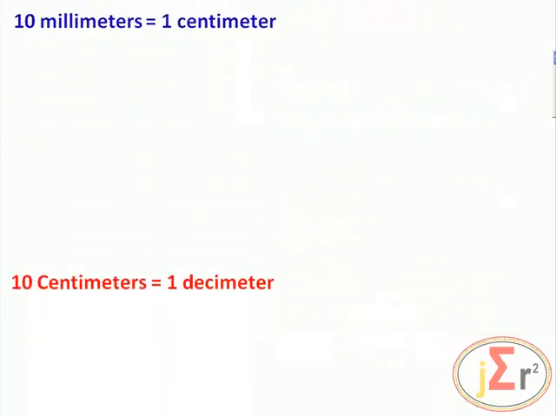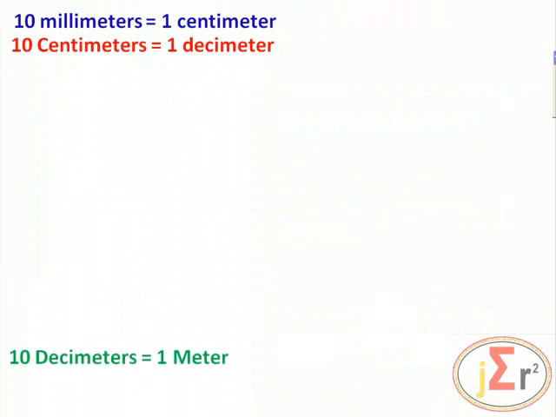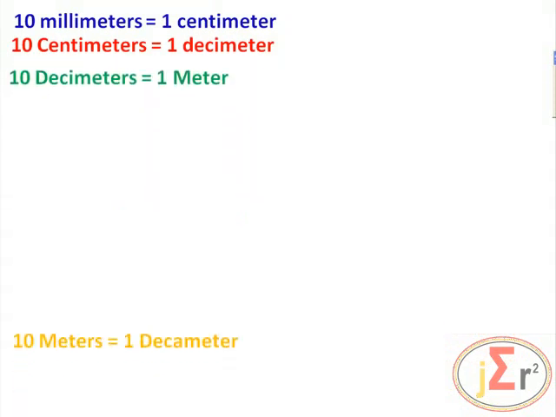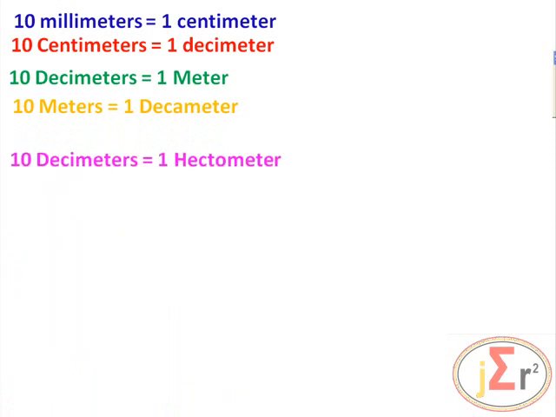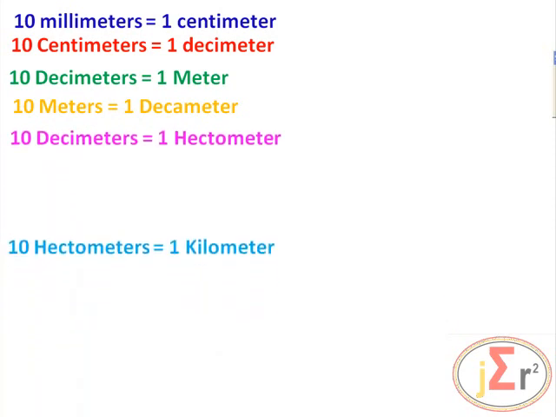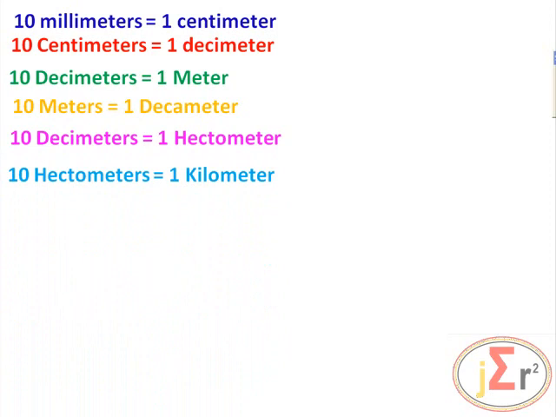Now we are taking a look at our system. The metric system may contain tables, as we have for this one, units of length. So 10 millimeters equal 1 centimeter, or sometimes we don't say equal. We say 10 millimeters, 1 centimeter.